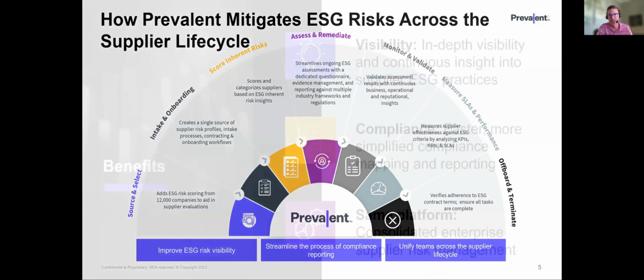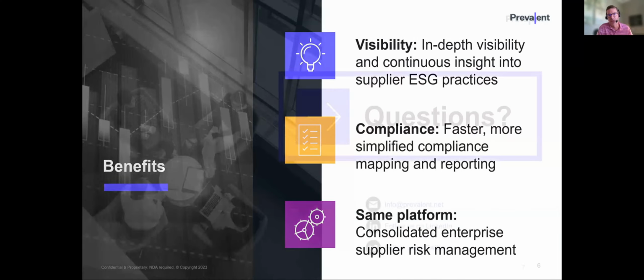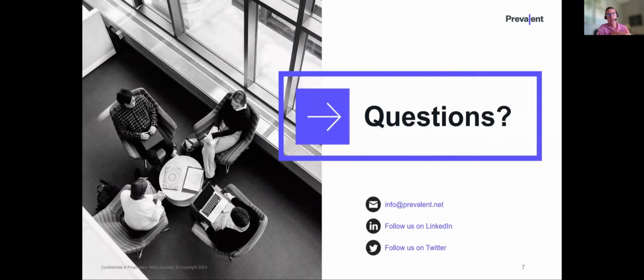And kind of just reiterating the benefits of the Prevalent approach here: better visibility, streamlined compliance in a single platform to address not just ESG and supplier risk, but also cyber, data privacy, and multiple different types of third-party risk management. So that's all I wanted to share with you today. We have very specific capabilities to address ESG use cases around consolidation of insights, reporting, and ongoing monitoring. And I think that fits in nicely with the rest of your TPRM program, right? So that's all I wanted to share.